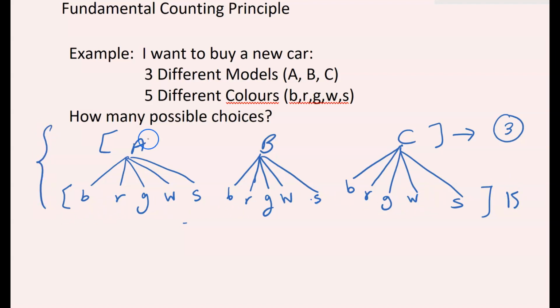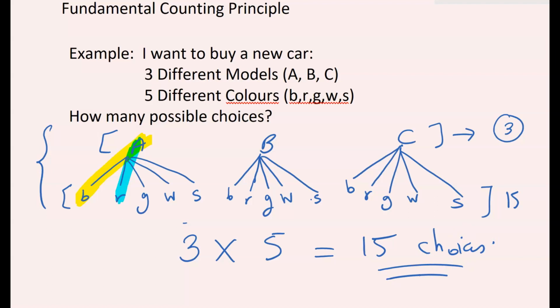So if you want to look at one of the options, it will be Model A, and the color will be black. But you could also get Model A in red. That's 2 options already. So you could keep doing that, and notice that at the end there will be 3 times 5, which is equal to 15 possible choices altogether.